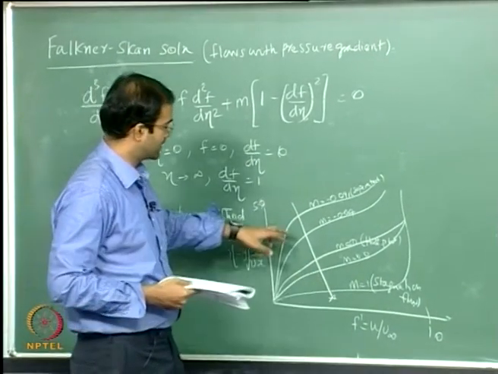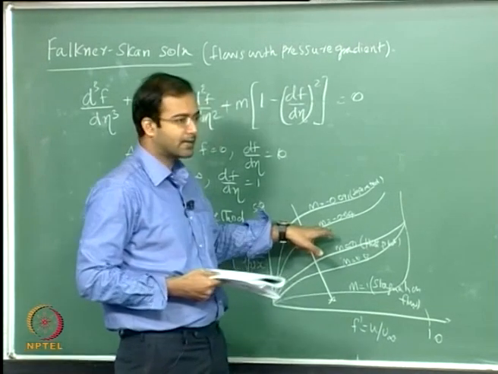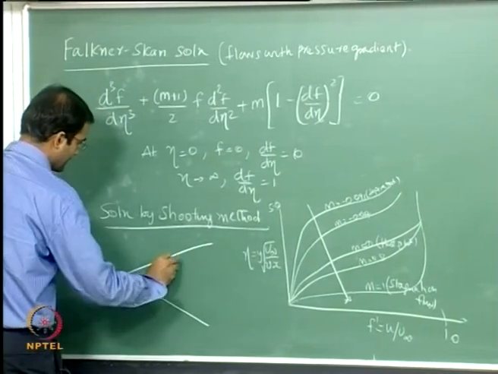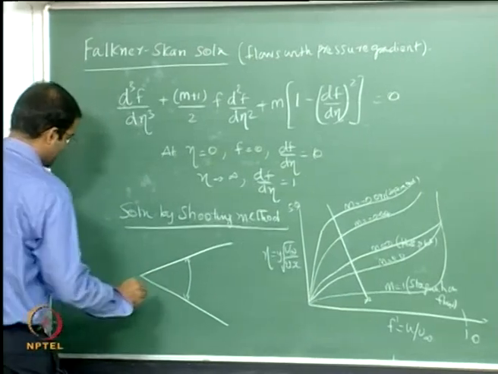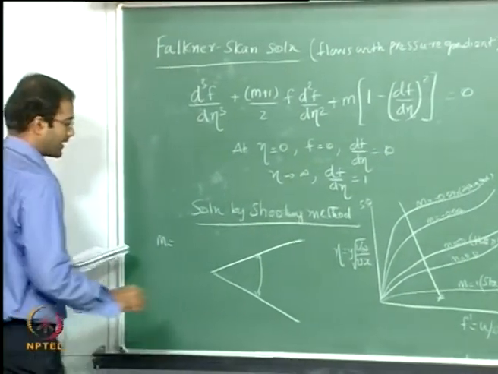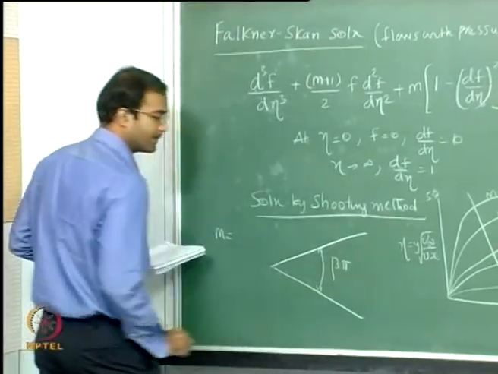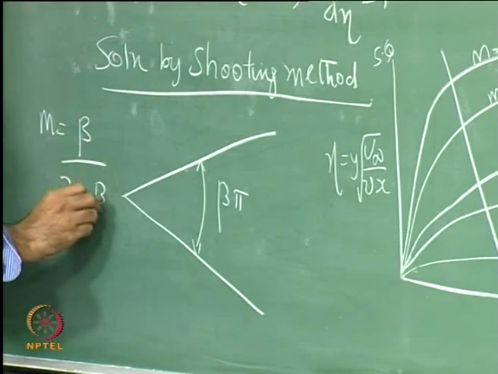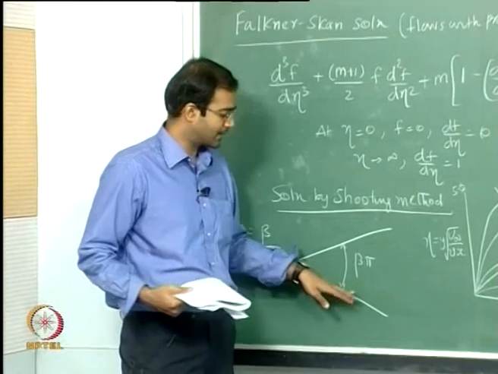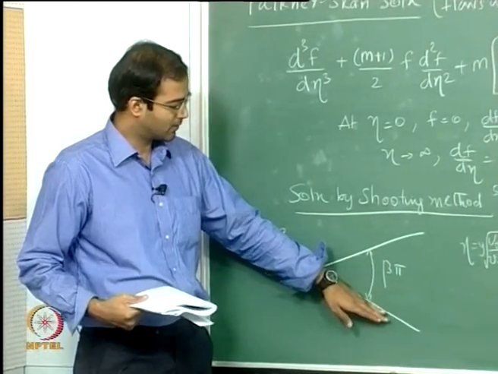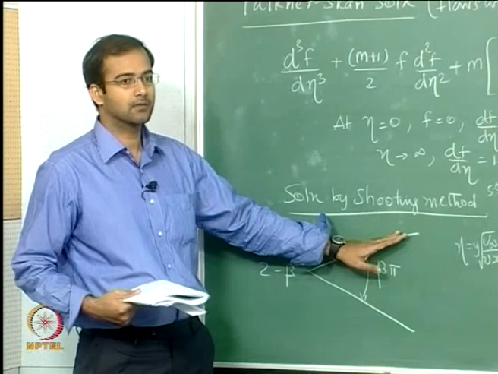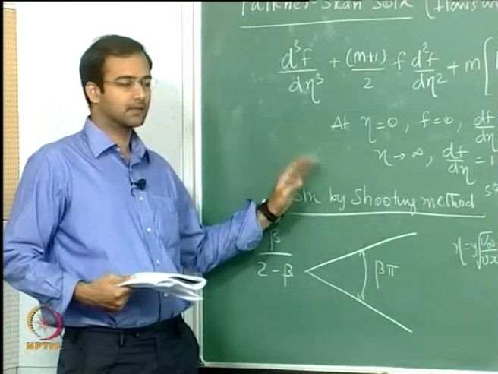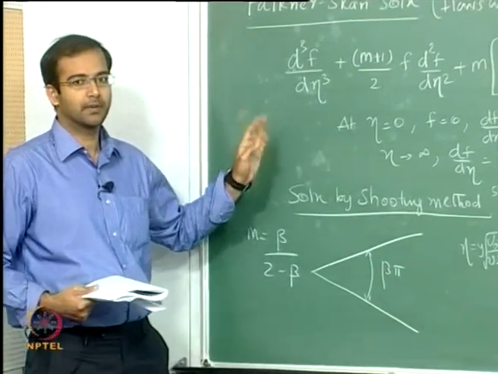and for the values of beta, the wedge angle, let me once again draw the representation so that you can understand. Can you tell me how m and beta are related? Beta pi is your wedge angle, and m is beta by 2 minus beta. For negative values of beta, when you roll this in the anti-clockwise direction so that they both coincide, that is the m equal to 0 case, and if you roll this surface further down, it becomes negative.